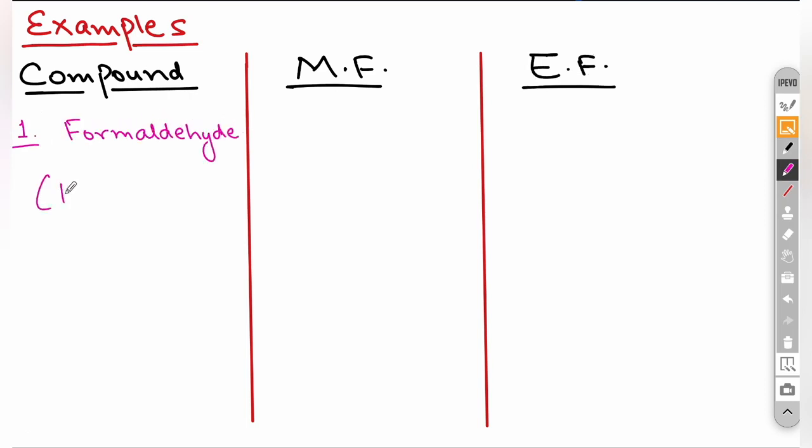The formula of formaldehyde is CH2O. Molecular formula CH2O. Empirical formula will also be CH2O.